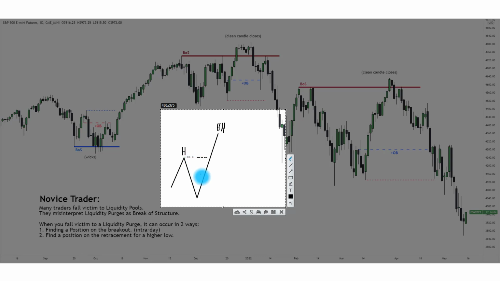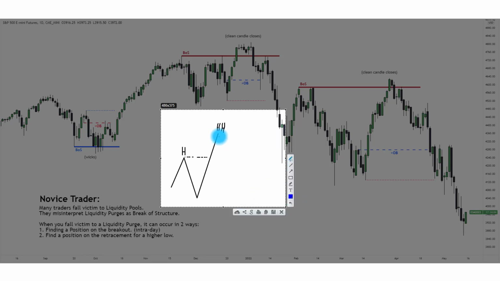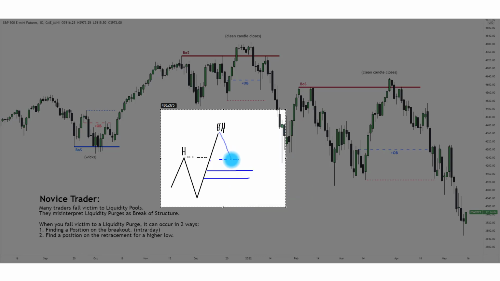What they then do is start having limit orders here in a discounted market, compared to this low to this high. This would be considered discount. They have their buys set there, and they're expecting price to trade into the discount and then create another high.